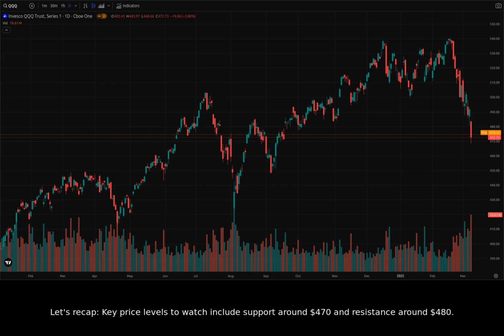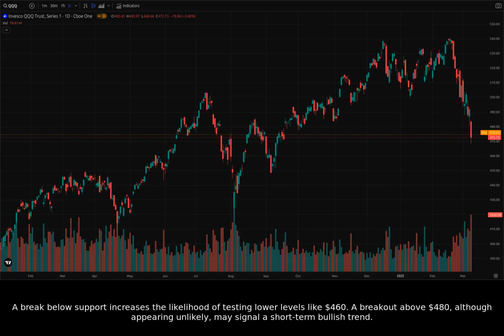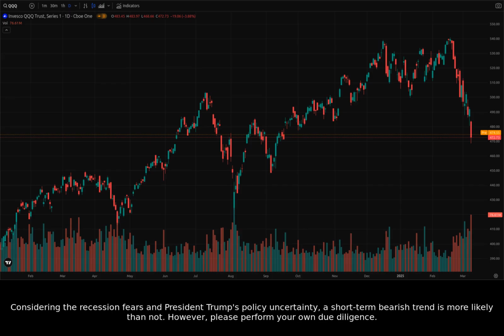Let's recap. Key price levels to watch include support around $470 and resistance around $480. A break below support increases the likelihood of testing lower levels like $460. A breakout above $480, although appearing unlikely, may signal a short-term bullish trend. Considering the recession fears and President Trump's policy uncertainty, a short-term bearish trend is more likely than not. However, please perform your own due diligence.